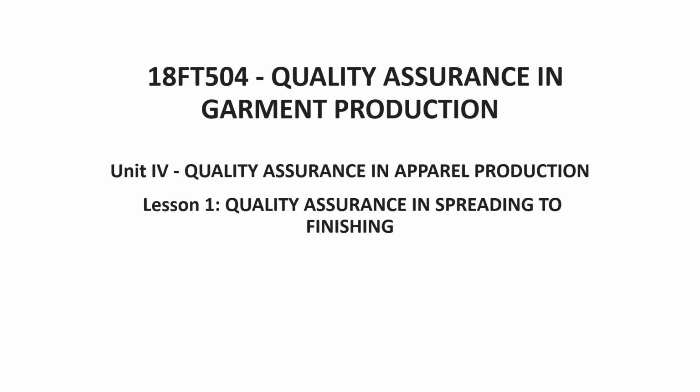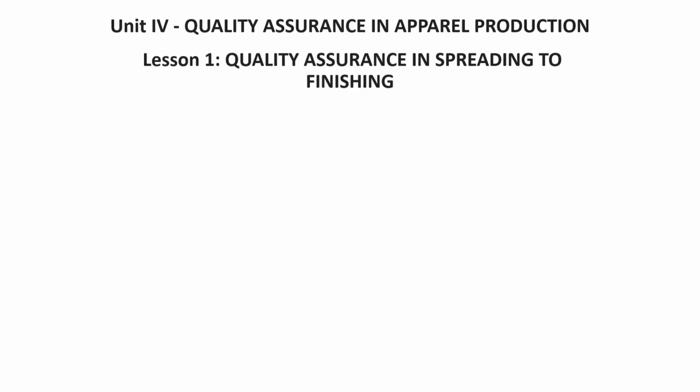Now see students, when we are talking about quality assurance, we will talk about overall garment production, and when we are going into spreading to the finishing operations, at each stage we will talk about the quality control, how a particular quality controller will do the quality control in a very practical way. Let us see students how quality assurance can be done from spreading to finishing.